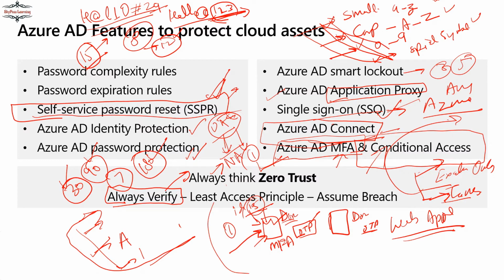Always verify. Now, where is the least privilege? Whatever access the principal requires, give the same access. If you require a read-only access, you must get a read-only access only. You must not get read and write access.